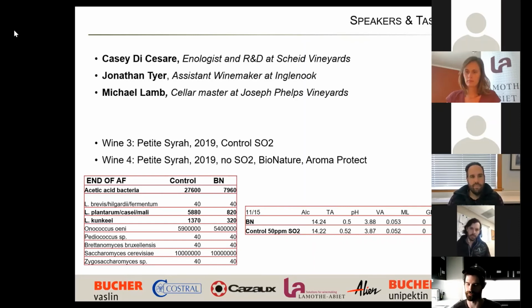So we would sprinkle it into the fermenters, and those lots came in early, and we noticed very positive results aromatically. Had no ethyl acetate production in any of the lots that we had problems with, and that's when we decided to convert all of our Pinot Noir ferments this year over to using BioNature.